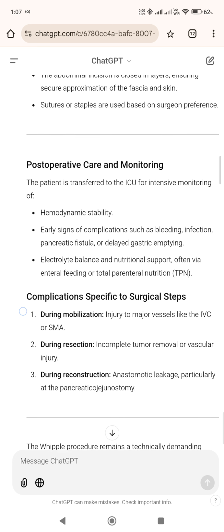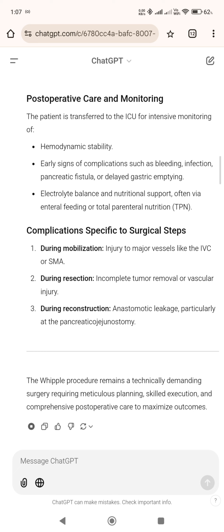Postoperative care and monitoring. The patient is transferred to the ICU for intensive monitoring of hemodynamic stability, early signs of complications such as bleeding, infection, pancreatic fistula, or delayed gastric emptying, electrolyte balance and nutritional support, often via enteral feeding or total parenteral nutrition, TPN.